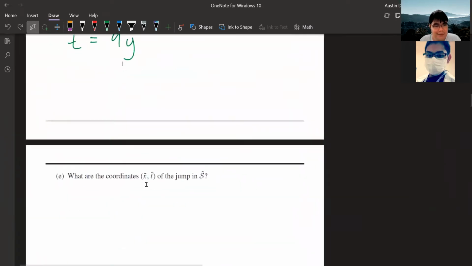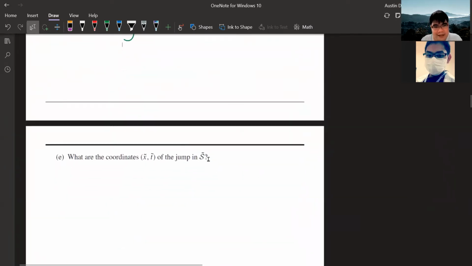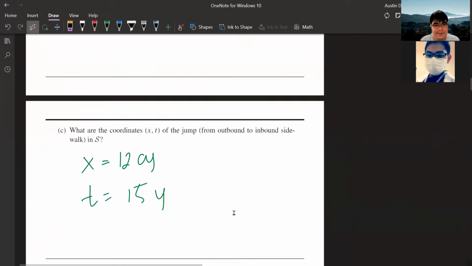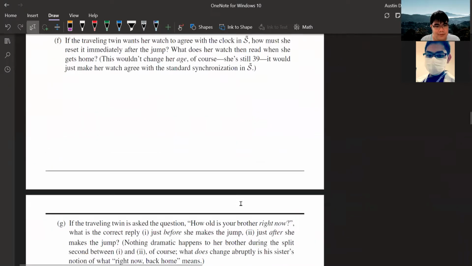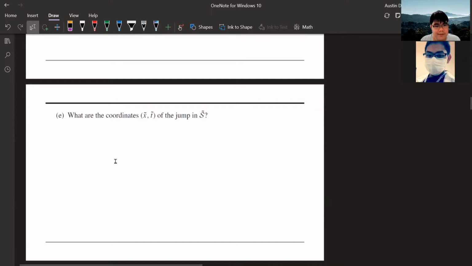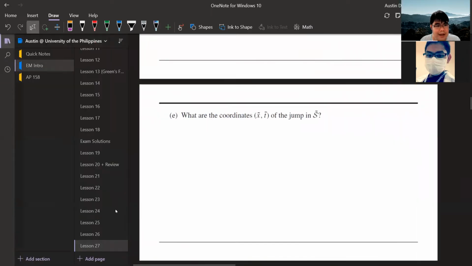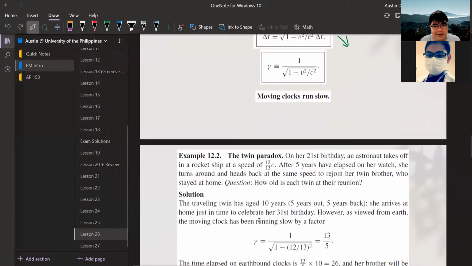Okay, and now, ang magulo dito would be yung coordinates nung ganap na yon in S tilde. So now, kailangan natin gumamit ng Lorentz transformations. Okay? Okay. Ano mangyayari? Kunin natin yung formula for the Lorentz transformations.